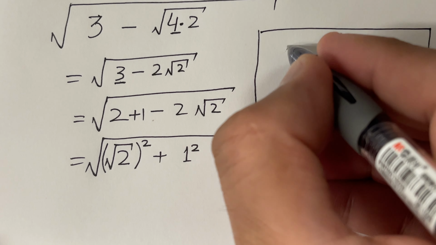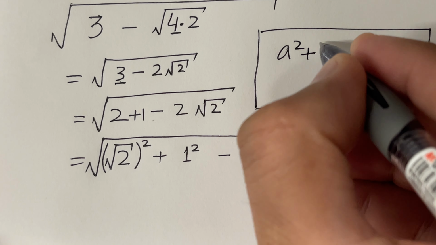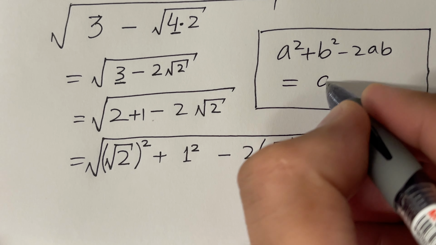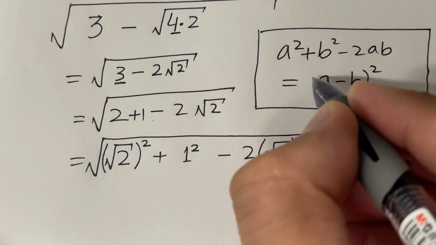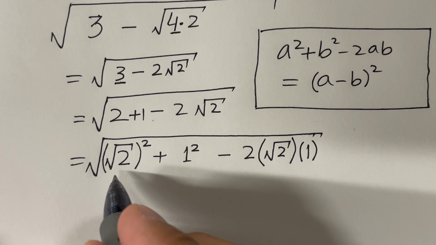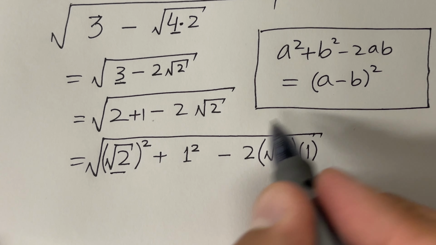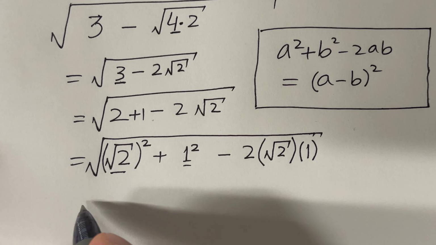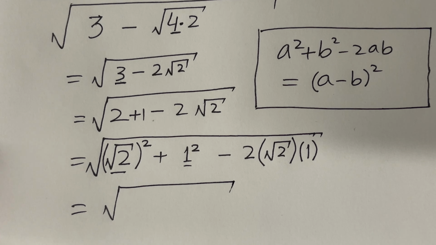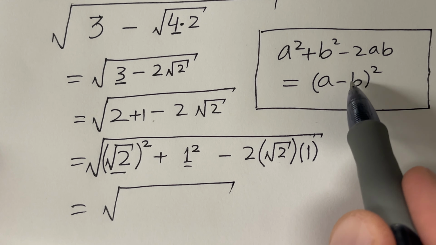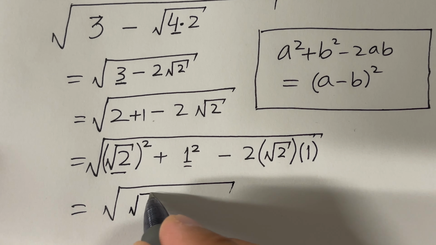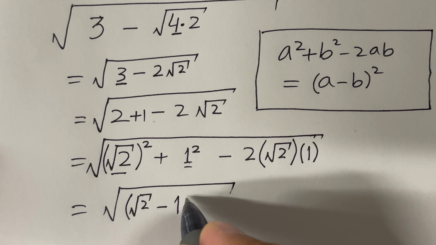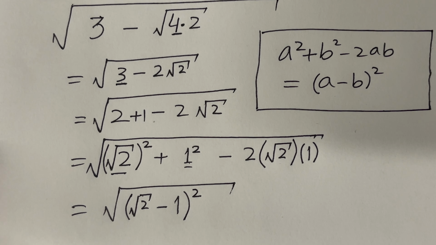The formula is a square plus b square minus 2ab is equal to a minus b whole square. Here we have a as square root of 2 and b is equal to 1. So we have exactly this form. Therefore this guy that is inside the square root can be written according to this formula as square root of 2 minus b, which is 1, whole square.